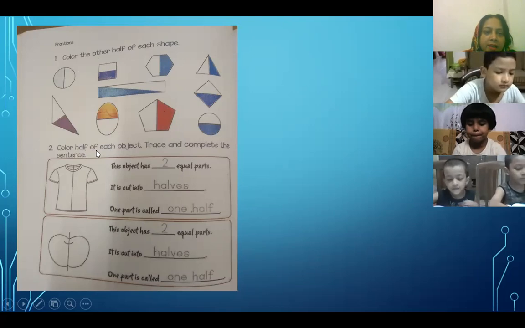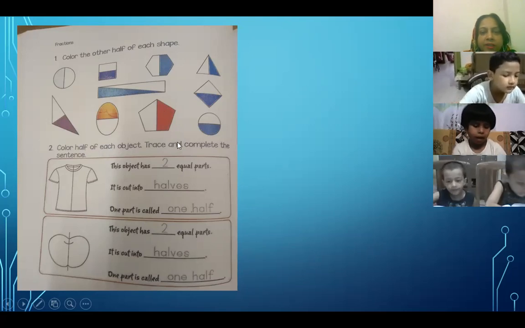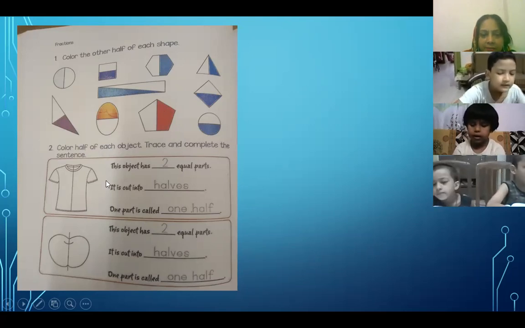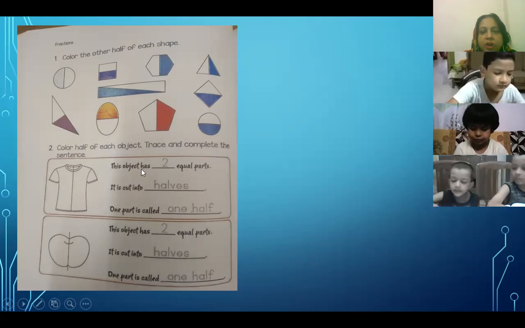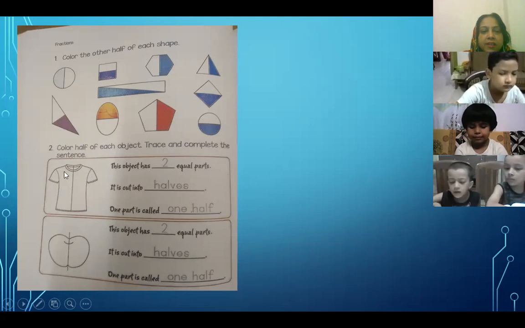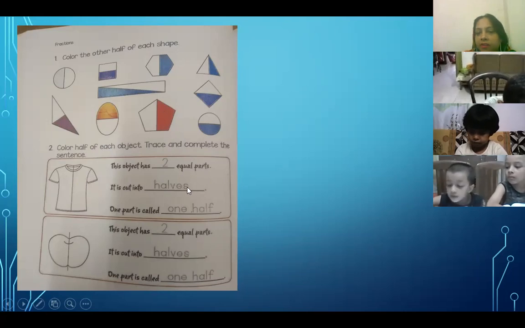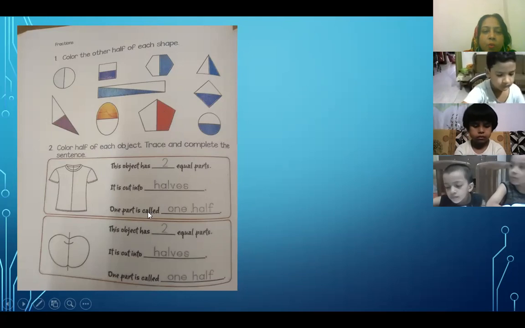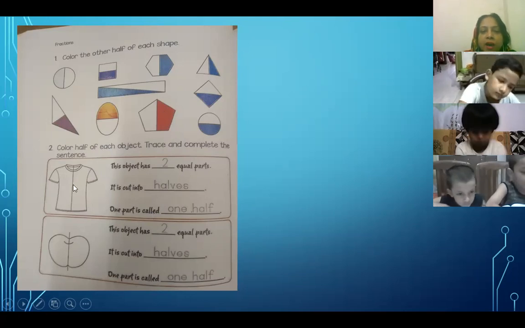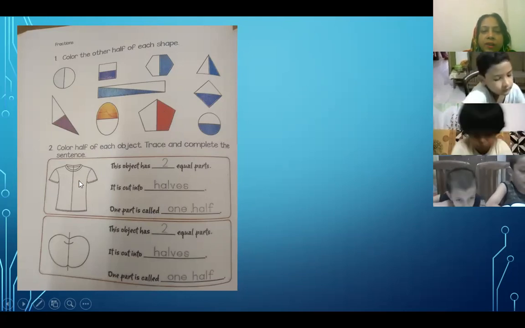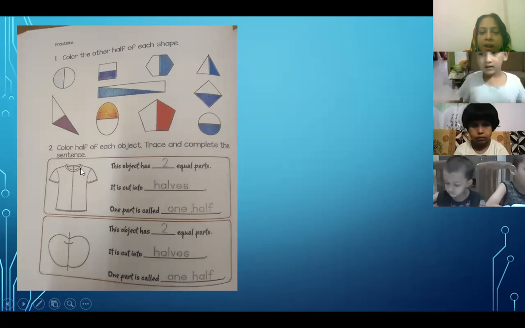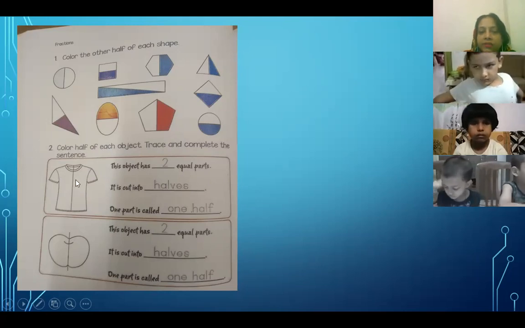Look at this. Color half of each object. Complete the sentence. This object has two equal parts. Look at this shirt. This shirt has two equal parts, one and two. It is cut into pieces. One part is called one half. This is half.